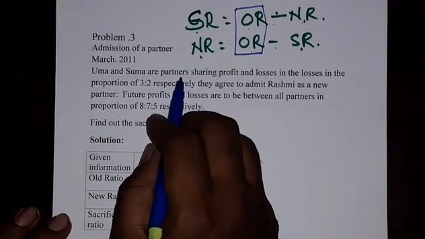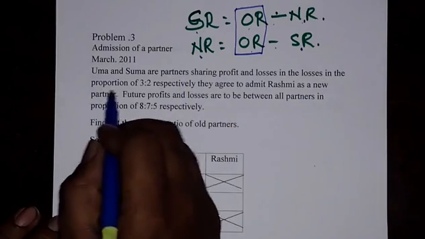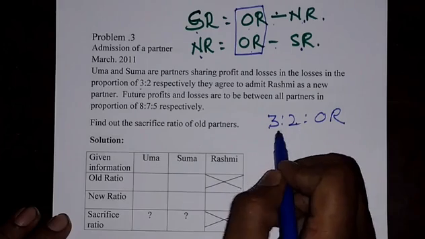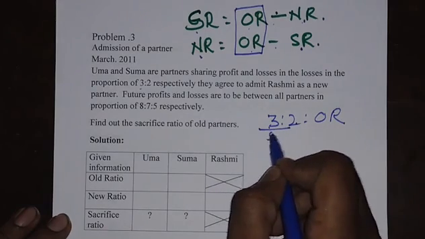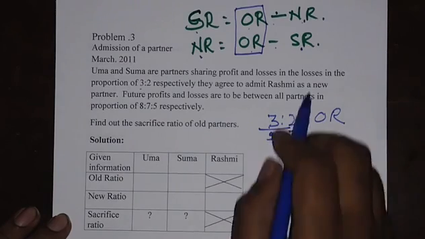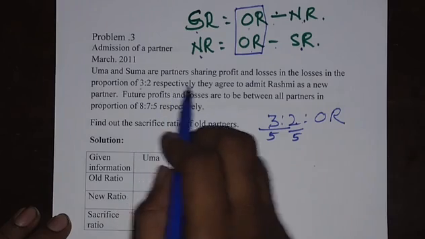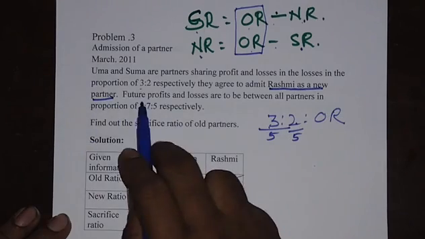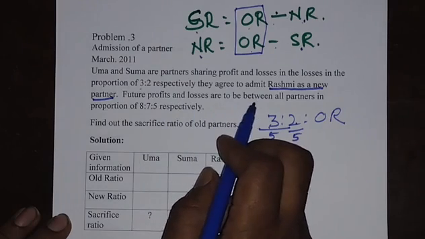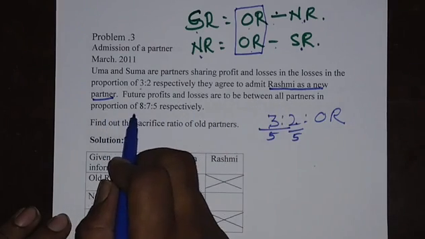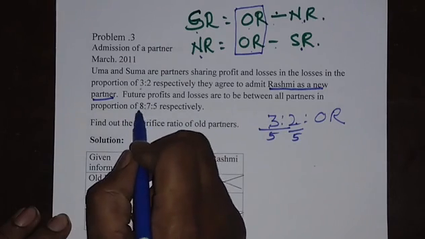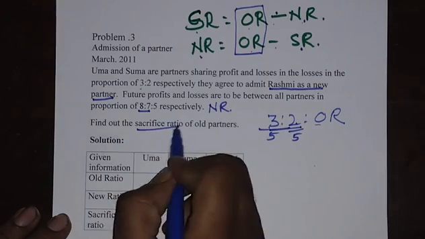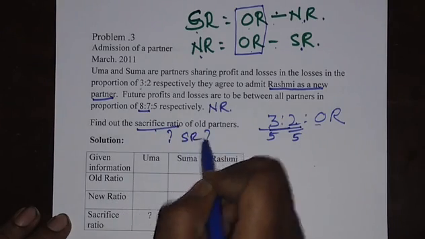Uma and Suma are partners sharing profits and losses in the ratio of 3:2. This 3:2 is the old ratio. 3 plus 2 is 5. 3 by 5, 2 by 5. Yes, 3:2 respectively. They agreed to admit Rashmi as a new partner. Future profits and losses are to be shared between all partners in proportion of 8:7:5. This is the new ratio and this is the old ratio. Find out the sacrifice ratio.